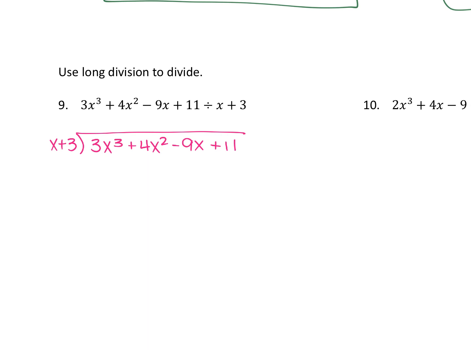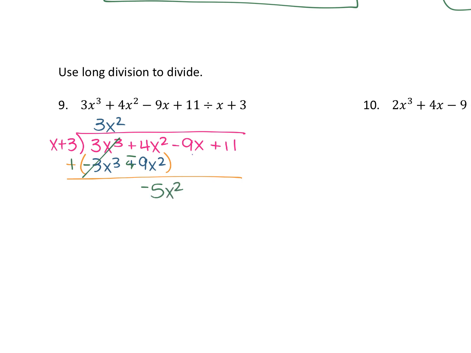Your x on the outside multiplies by 3x squared to get 3x cubed. Multiply that 3x squared by 3. That gives you 9x squared. From here, we subtract, distribute the negative, change the sign on everything. The 4x squared minus 9x squared gives us negative 5x squared.